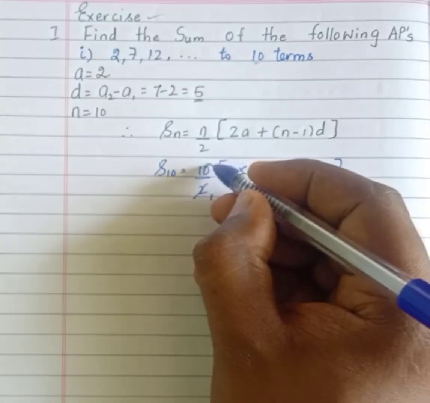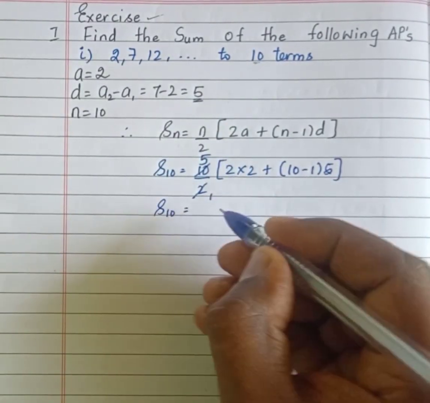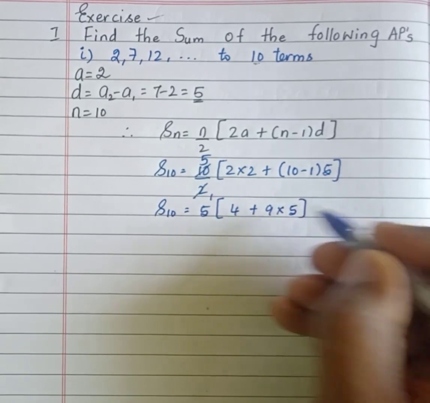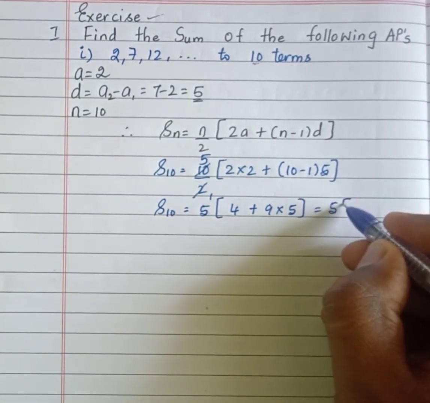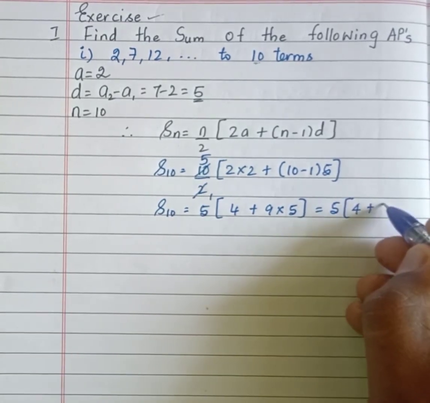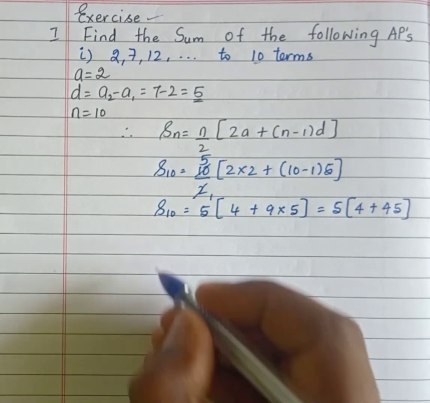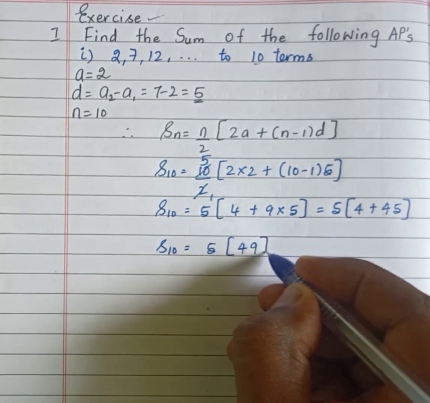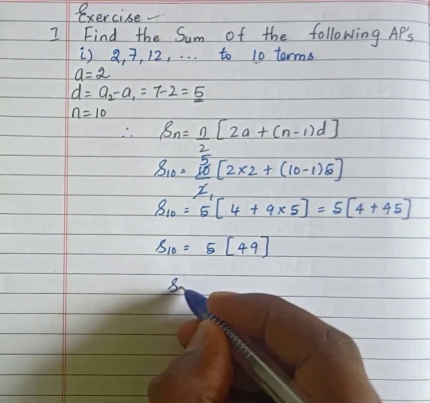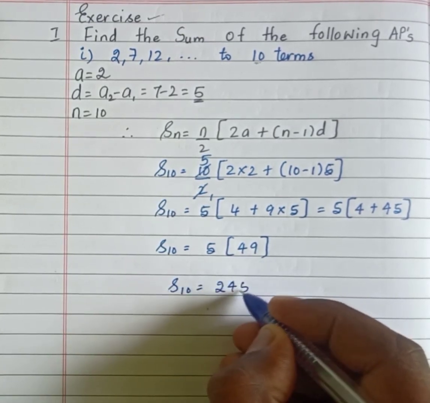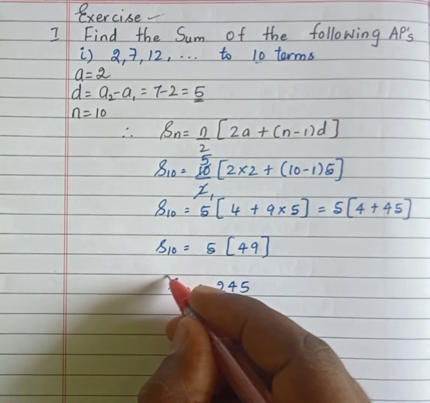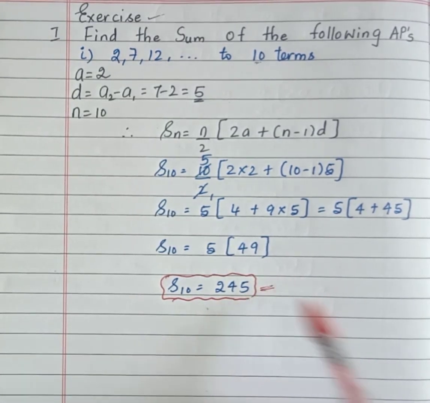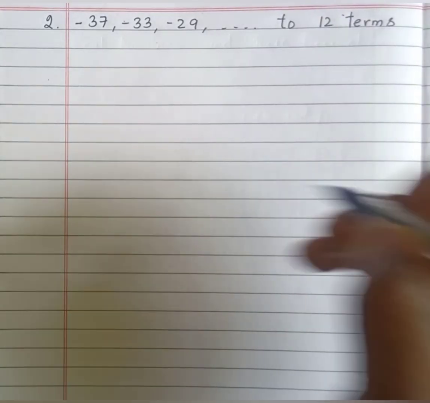Now S10 equals: 2 ones are 2, 2 fives are 10, so S10 equals 5 into (2 twos are 4, plus (10 minus 1), which is 9, into 5). Then S10 equals 5 into (4 plus 45), 9 fives are 45. Now S10 equals 5 into 49. Now multiply 5 and 49, we get S10 equals 245. So the sum of 10 terms of the given AP is 245. Now moving to the next question.